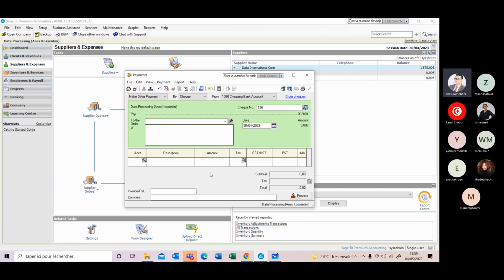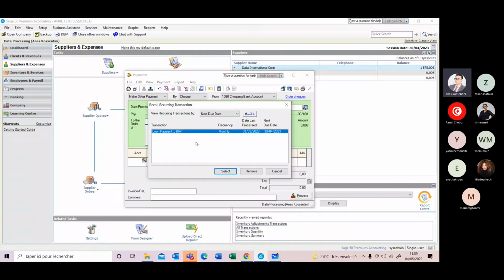Okay? Before doing anything, there is another button, the one we used before, called store as recurrent transaction. Now it is the recall recurrent transaction button. You click on it.